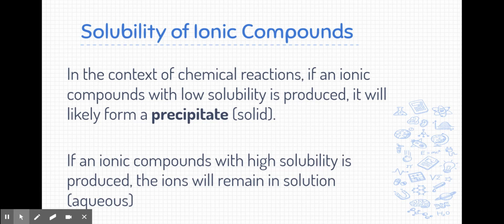We're going to be talking about solubility in the context of chemical reactions often. If an ionic compound is produced in a chemical reaction and that ionic compound has low solubility, that is when we get a precipitate or a solid formed in a chemical reaction. If an ionic compound with high solubility is produced, the ions will remain in solution.